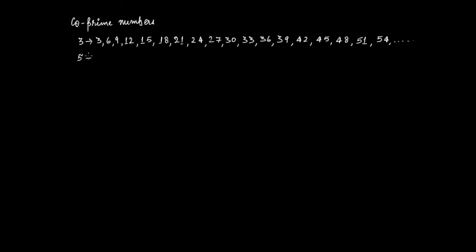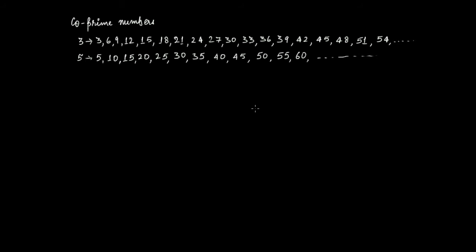This one, multiples of 5. So 5, then 10, then 15, then 20, then 25, then 30, then 35, then 40, then 45, then 50, 55, 60, and so on. So these are some of the multiples of 3 and 5.